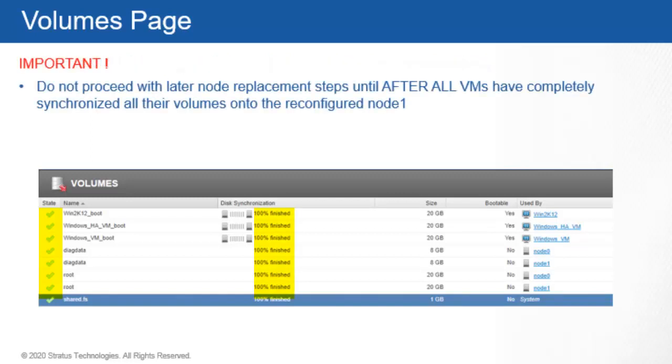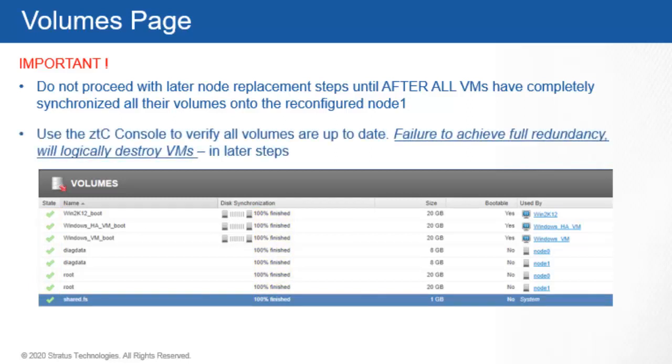An important note at this point of the procedure: do not proceed with the later node replacement steps until after all VMs have completely synchronized all of their volumes onto the reconfigured node 1. Use the ztC console to verify all volumes are up to date. Failure to achieve full redundancy will logically destroy VMs in later steps.